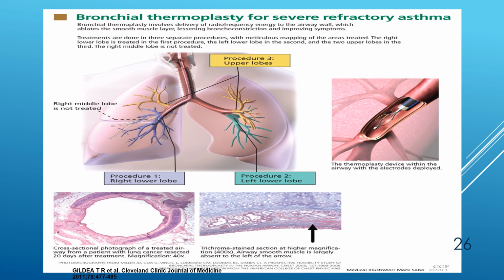It's done through 3 different procedures, and it can be done at 3 different times. Basically, in procedure 1, they go down to the right lower lobe. Then in procedure 2, they go down to the left lower lobe. And finally, in procedure 3, they go to the upper lobes. As you can see in the upper right-hand corner, it goes into the bronchi of the lung, and that's where the device emits this high-frequency burning apparatus that burns the smooth muscle of the airway and relieves that fixed obstruction like I was telling you.